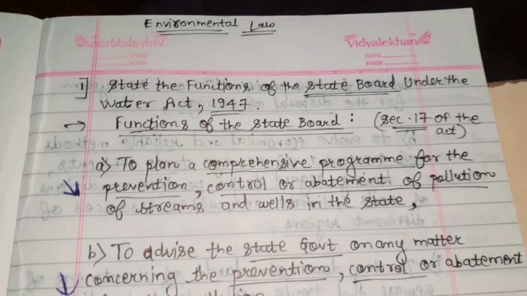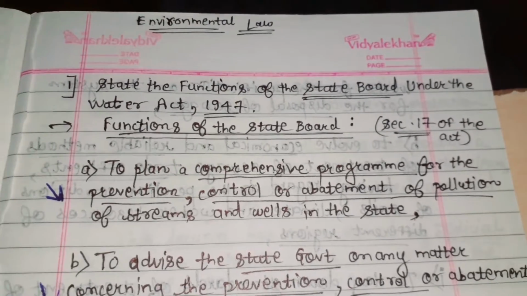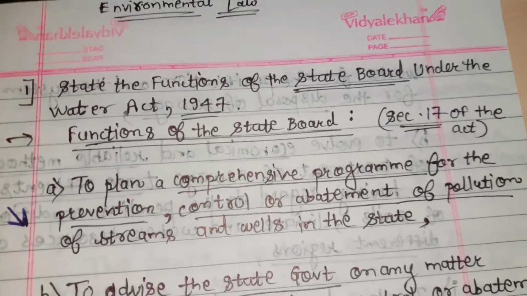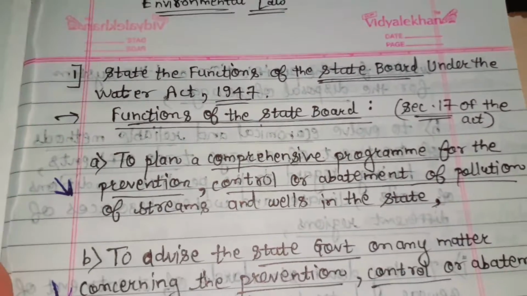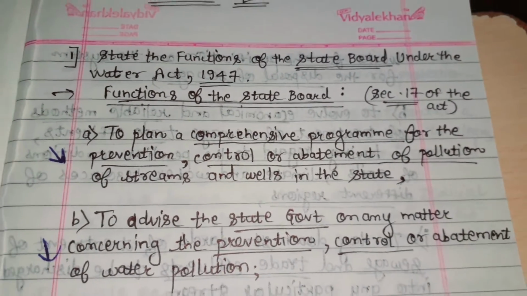Environmental law. Here we will see the important questions on this subject. First is the functions of the State Board under the Water Act 1947. Under this Water Act 1947, what are the functions of the State Board? Functions of the State Board are given in section 17 of the Act.